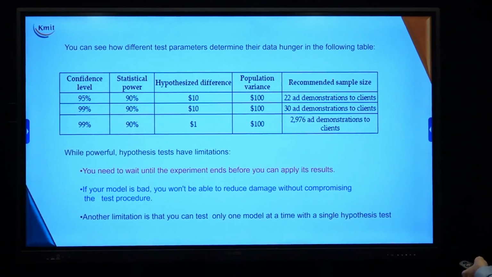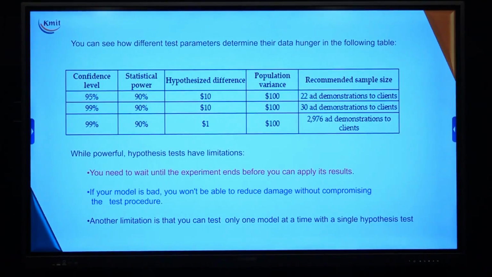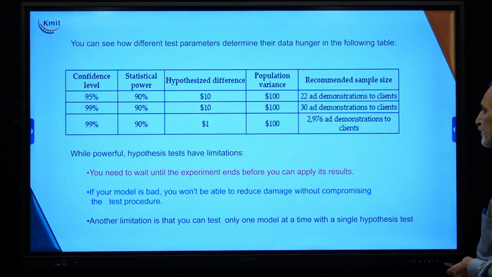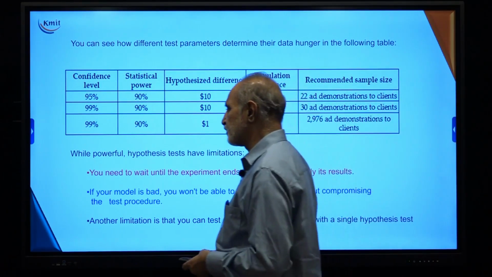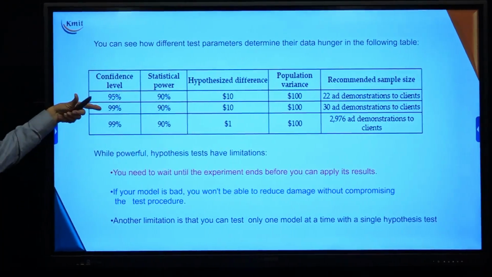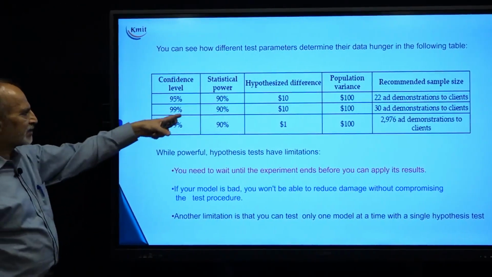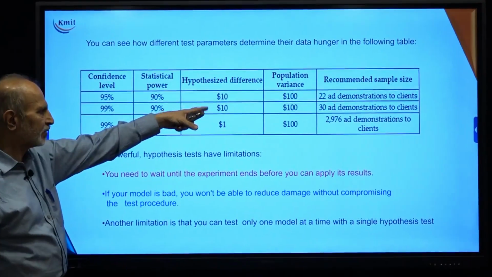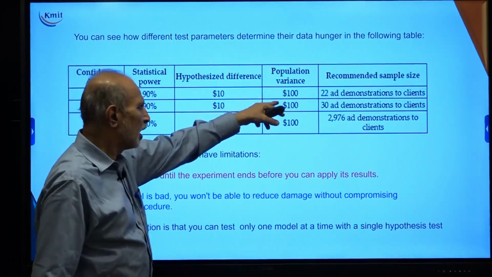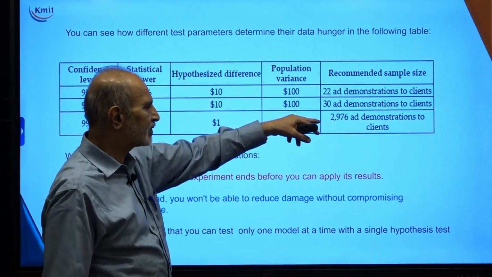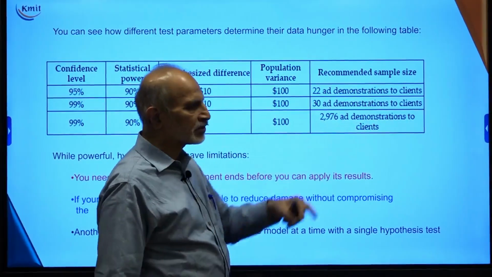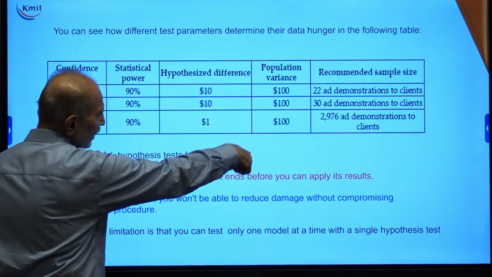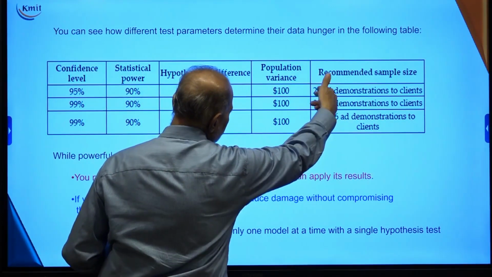Now, let us see a small table, which I have borrowed from the book. You can see how different test parameters determine their data hunger in the following table. Look at the confidence levels 95, 99, 99. At the 95% level, my statistical power is 90%. Hypothesis difference is only 10%, or $10, whatever we want to call it. Population variance is equal to 100 and the sample size is 22 for the demonstration to the client. At the 99% confidence level, 90%, 10, 100, it is 30. So, hardly there is any difference.